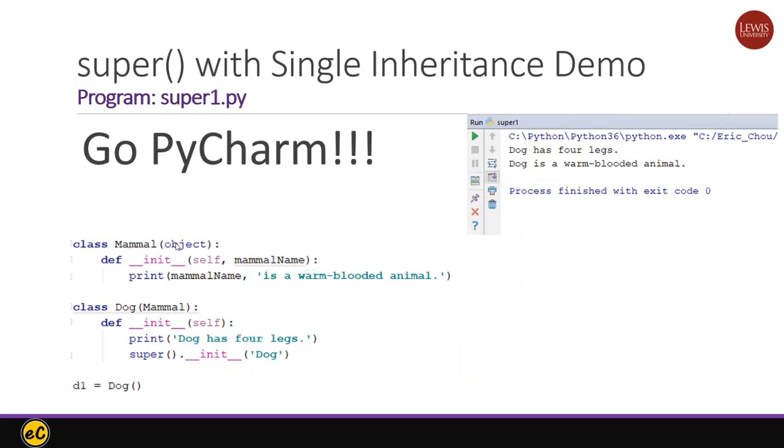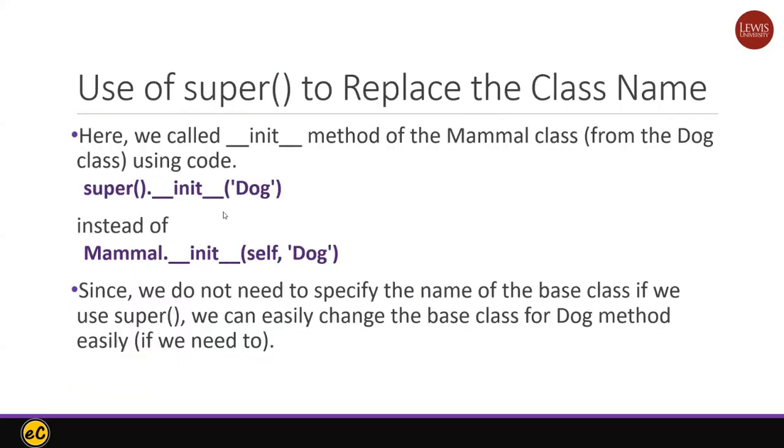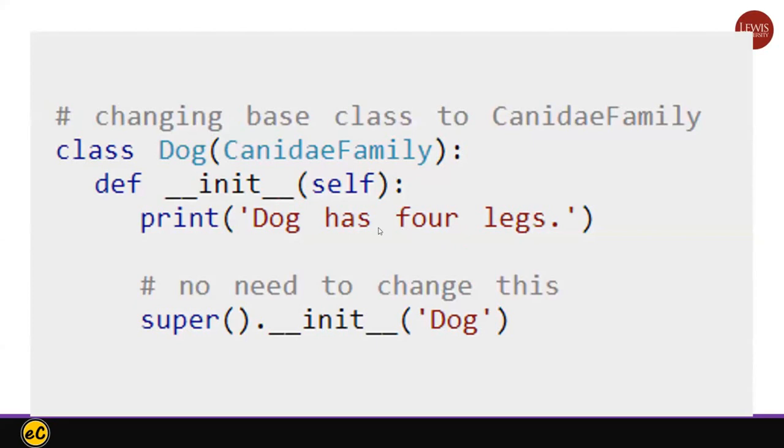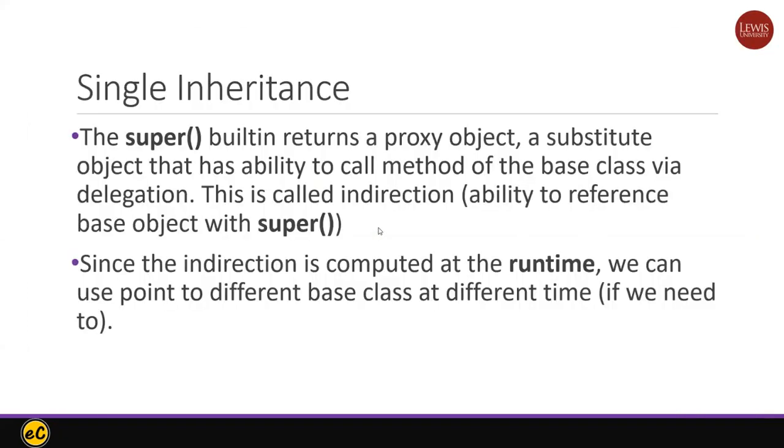So mammal extends object, and dog extends mammal. This one actually calls the constructor of the mammal for the dog. So you actually call mammal with a name for the dog. You can call it this way, using super instead of the mammal class name directly. These are simple inheritance.